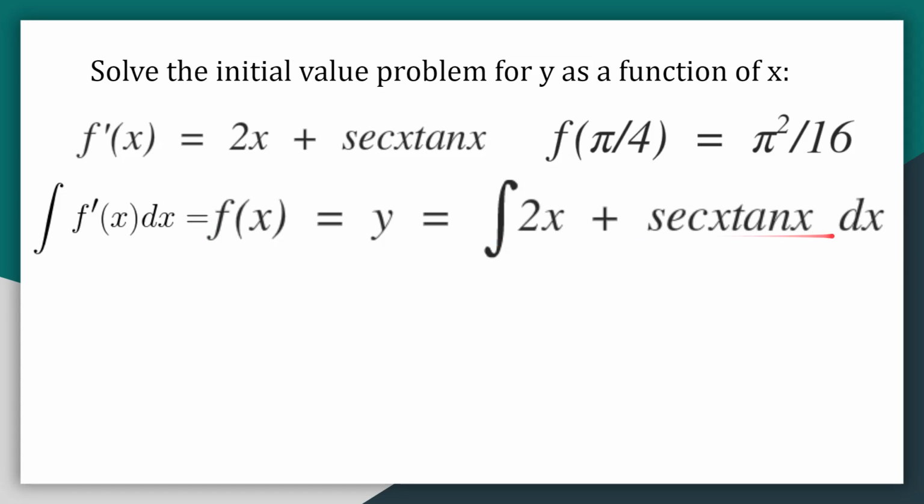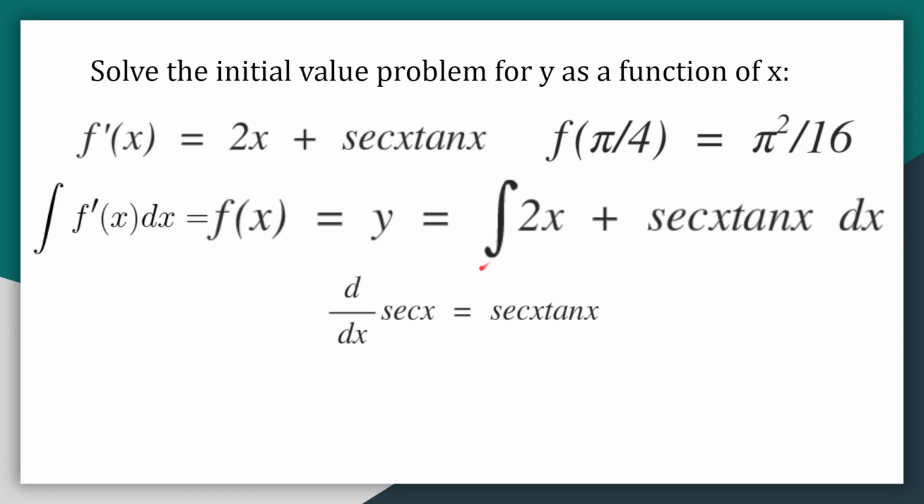And in order to evaluate this antiderivative, for the first term, 2x, we should use the power rule and see that that's just going to be x squared. And then this is a little tougher, but if we know that the derivative of secant x with respect to x is secant x tangent x, then the antiderivative of this term must be just secant x.